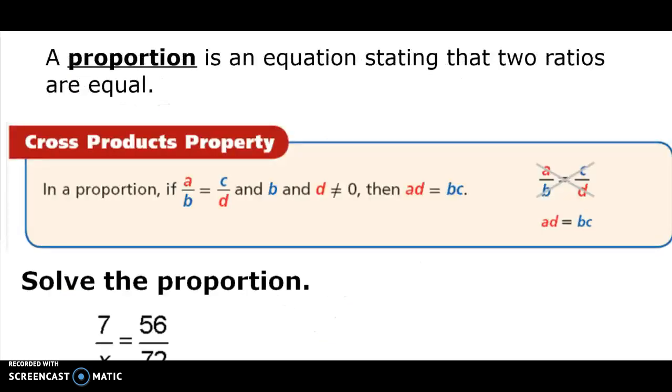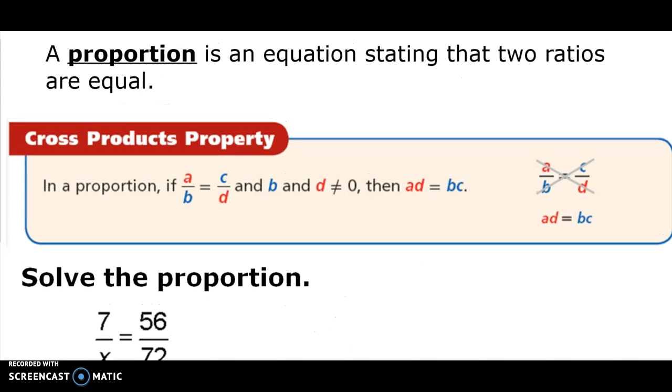All right. Now we're going to talk about proportions. The last thing for today, we're going to learn about proportions. Okay? A proportion is different than a ratio. It's two ratios that are set equal to each other. So we now have an equal sign.